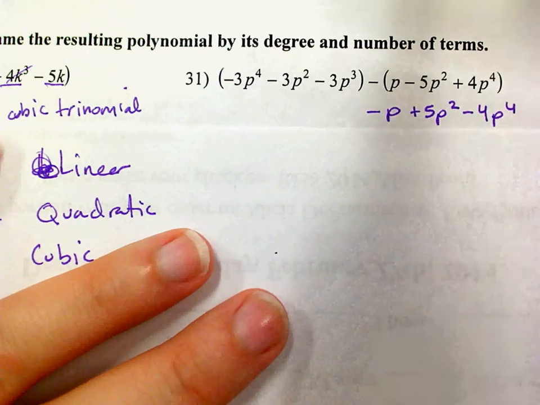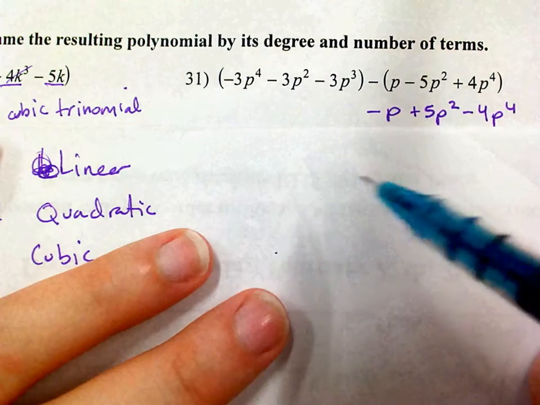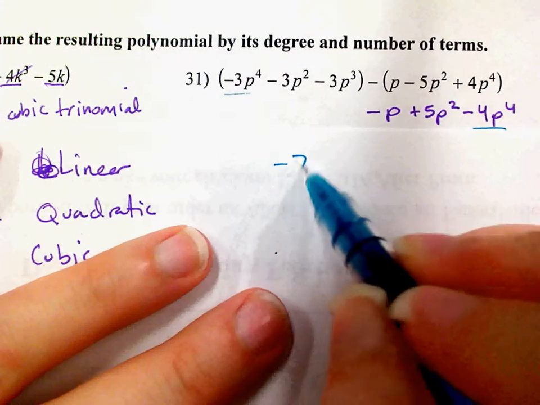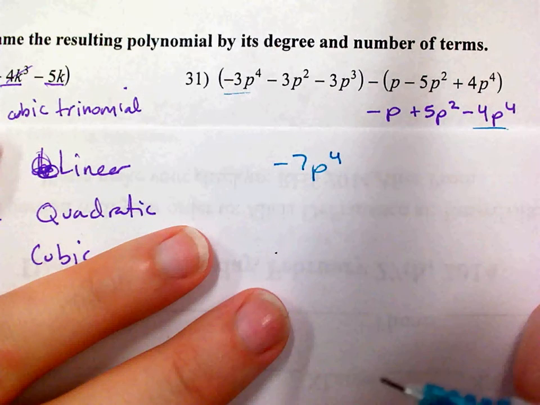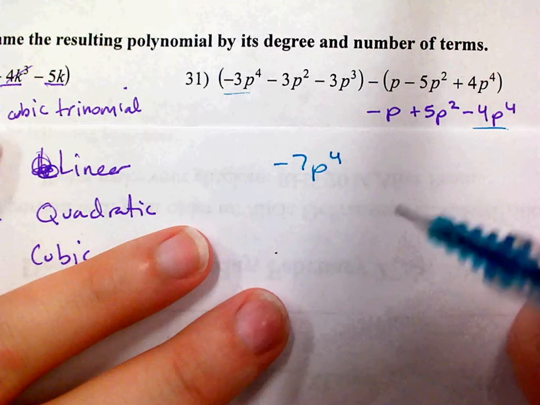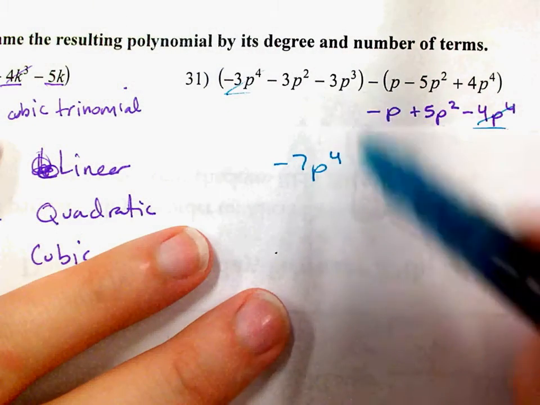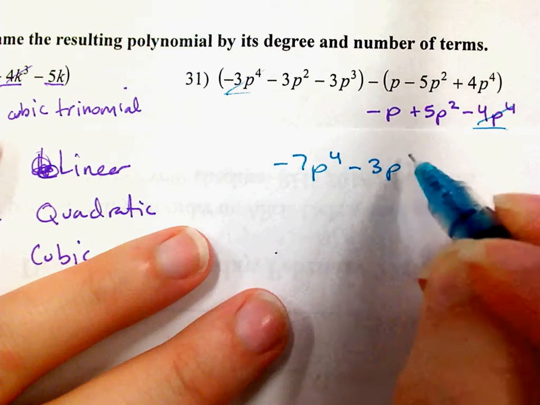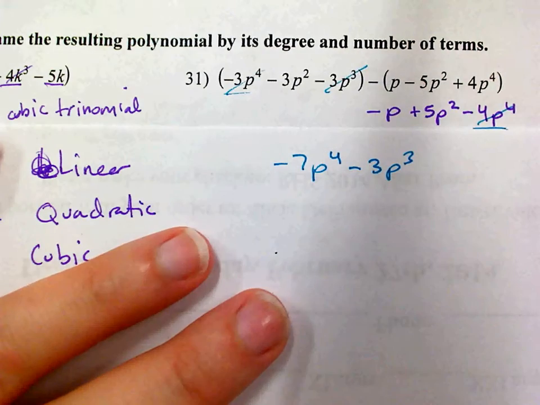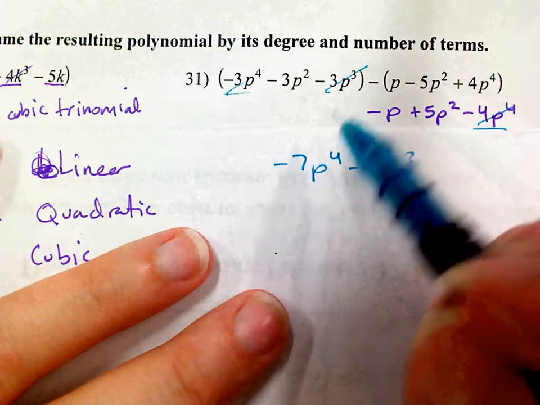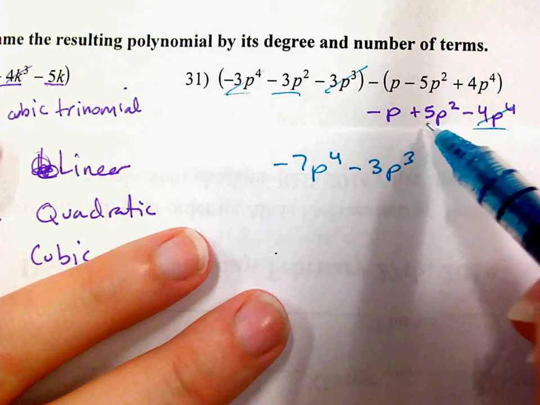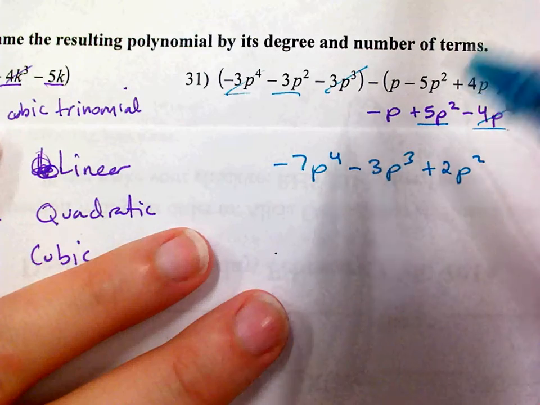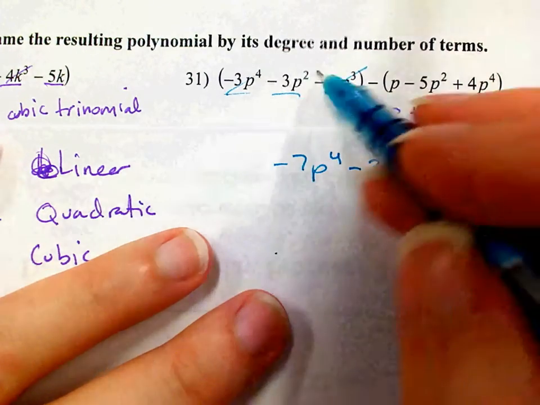Okay, so let's combine like terms. Negative 3p to the 4th, negative 4p to the 4th, so negative 7p to the 4th. The next power is a power of 3. I only see one of them, so I'm going to say negative 3p cubed. The next is the p squared, so I've got negative 3p squared and a positive 5, so positive 2p squared. And then lastly we've got the minus p.